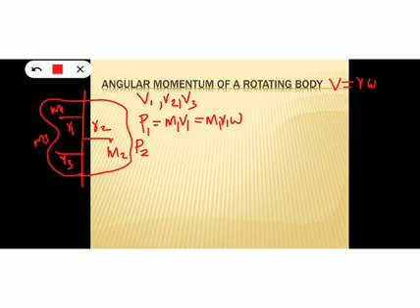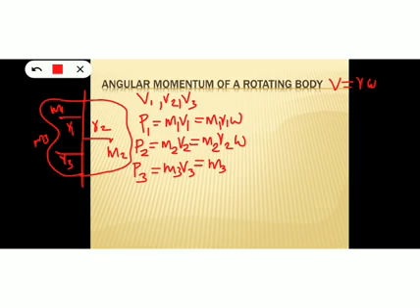Similarly, the linear momentum of the second particle, P2, is equal to m2 v2, that is m2 r2 omega. And the linear momentum of the third particle is m3 v3, that is m3 r3 omega. No need to write omega 1, omega 2, omega 3, because the rigid body is rotating about the axis with a constant angular velocity omega. So all the particles inside that rigid body will have the same angular velocity omega.